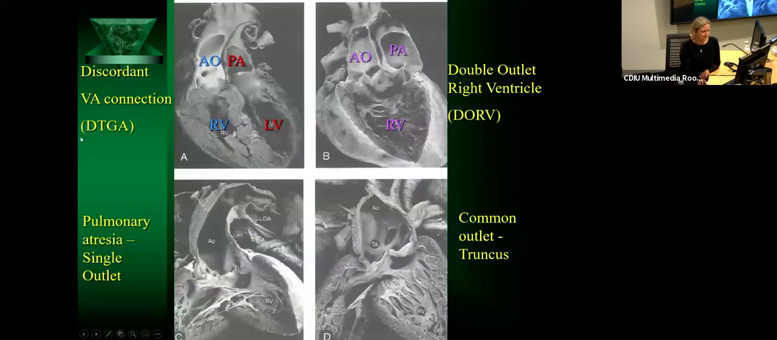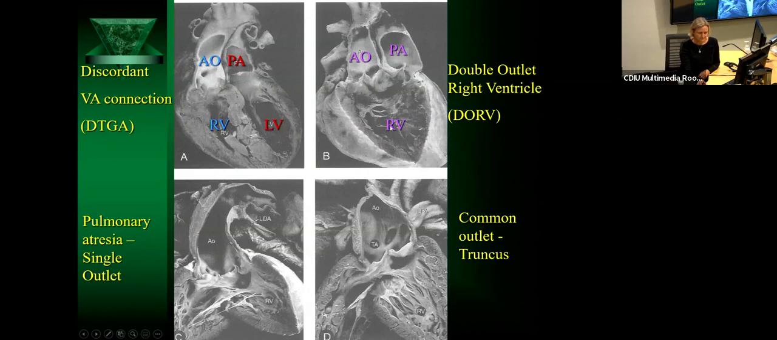So these are just, again, DTGA. So now we're talking about ventricular to great artery concordance or discordance. So it's not concordant for the RV to pump into the aorta. That's discordant. It's not concordant for the LV to pump into the pulmonary artery. That's discordant. Double outlet right ventricle.